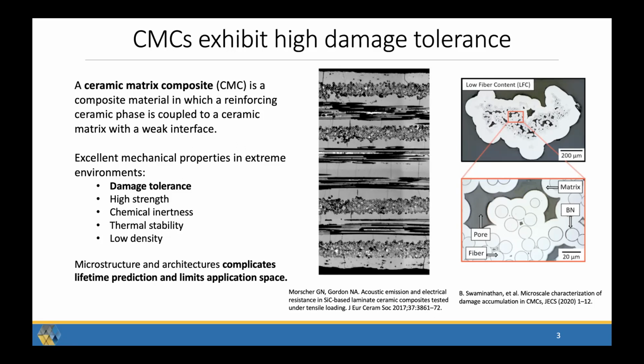The reason that CMCs have better damage tolerance than a ceramic is because in a monolithic ceramic, you would start a crack and you would just propagate it through the entire ceramic. But in a composite, you have fiber bridging, you have crack deflection, you have all these interface effects that bypass the natural toughness of a monolithic ceramic. But these mechanisms and this complex layup complicate lifetime prediction, and our inability to model these materials really limits their application space.